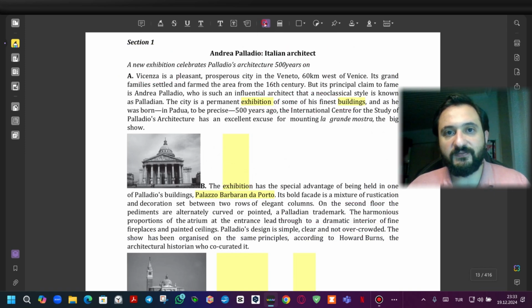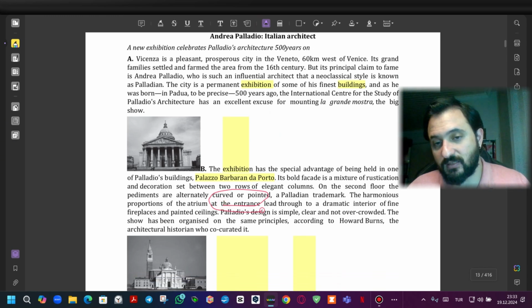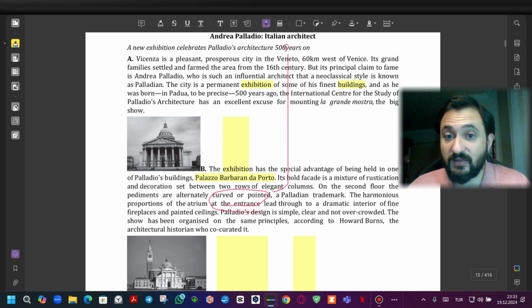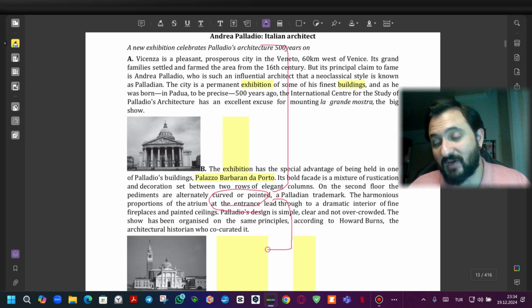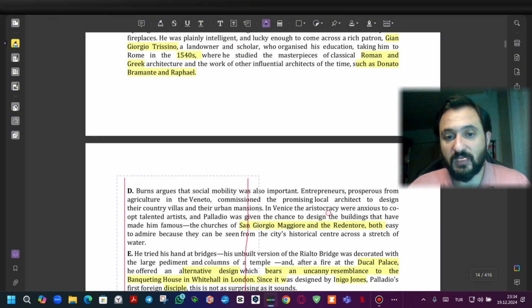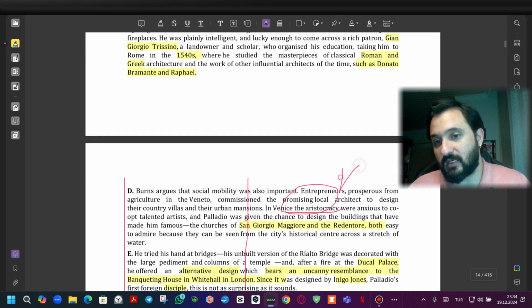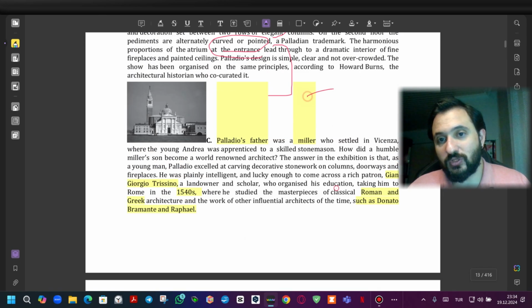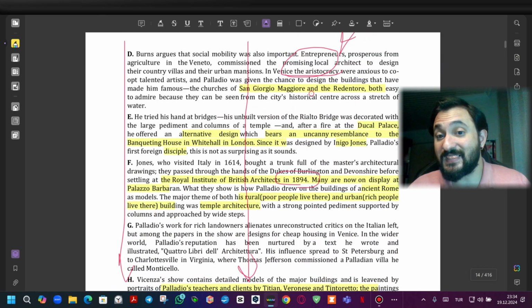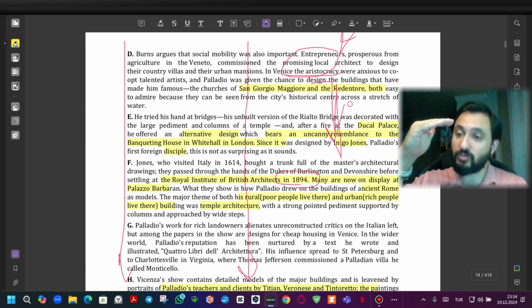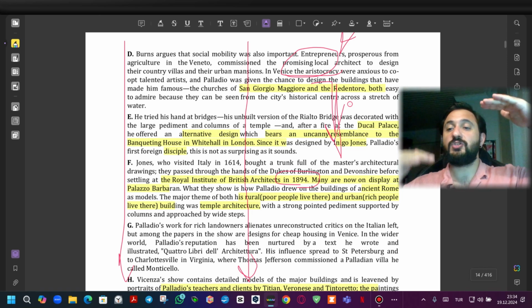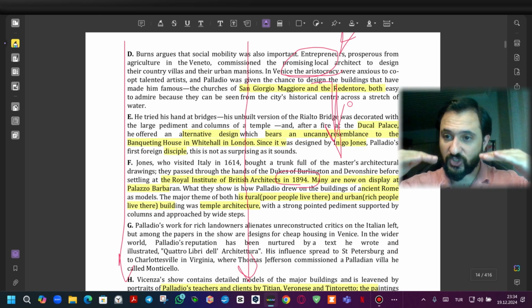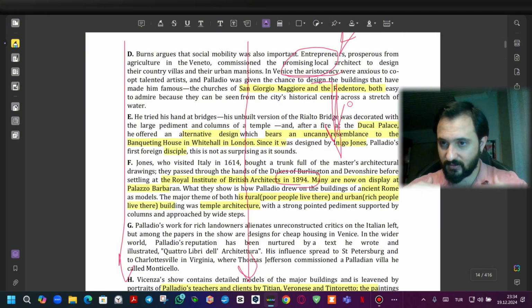When I found the first question's answer here, the second question's answer cannot be here. Second should come after it. If I found the second question's answer here, third cannot be here. The third question's answer should come after the second question. So it goes like this, 1, 2, 3, 4, 5. While reading the text, you need to track the questions like this. They go hand in hand.